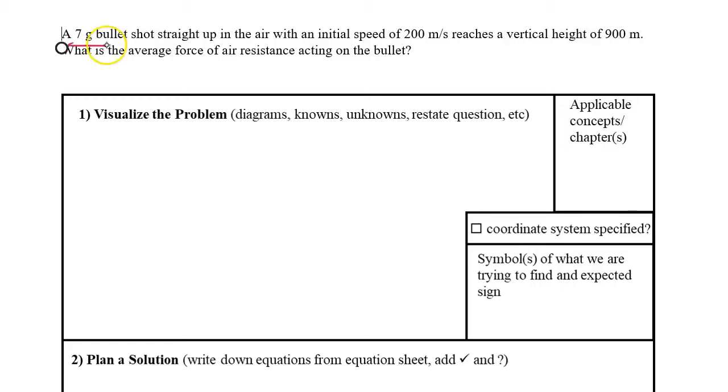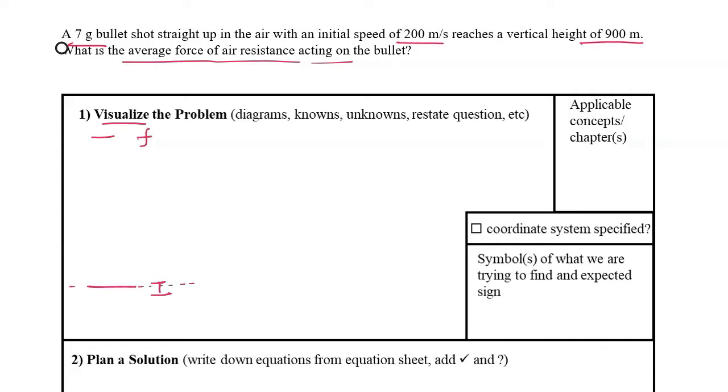A 7-gram bullet is shot straight up in the air with an initial speed of 200 meters per second and reaches a height of 900 meters. We are asked to calculate the average force of air resistance acting on the bullet. So I'm going to start by visualizing the problem.